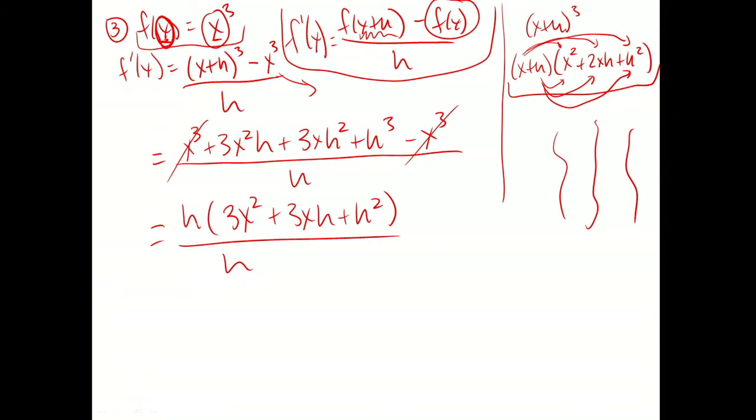Step 3 says, well, now you've got h times some stuff all divided by h. Well, that's silly. Don't multiply by h and then divide by h. That's just the same thing as doing a fancy 1. So h over h is just 1. All I really have is just this stuff in parentheses. So I'm left with just 3x squared plus 3xh plus h squared.